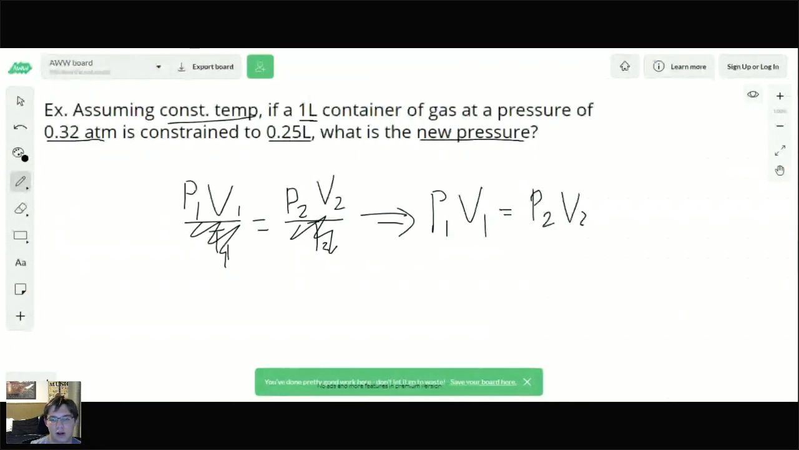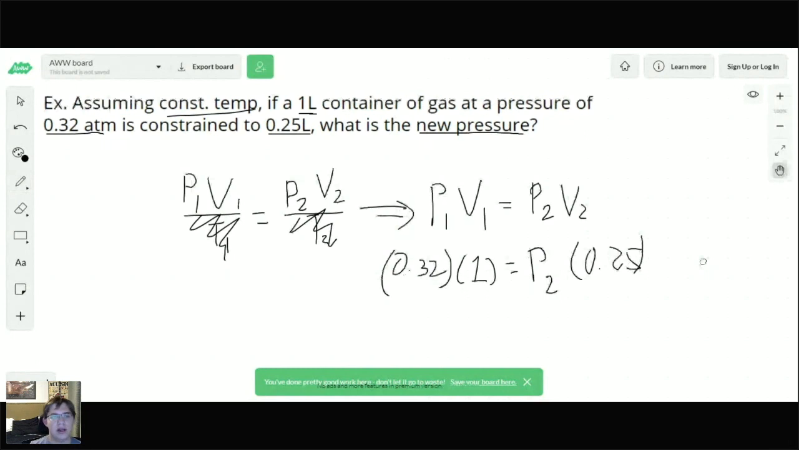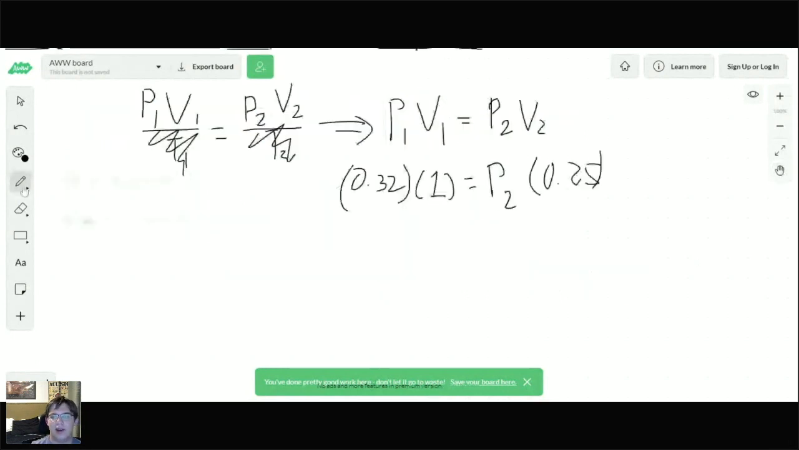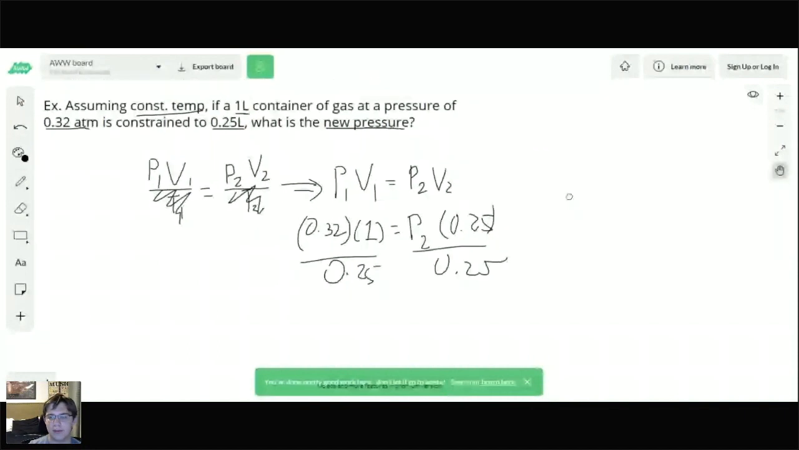And so from here, what we want to do is just plug in our values. Our original pressure is 0.32, and our original volume is 1 liter, is equal to P2, which we don't know, times the new volume, which is 0.25. Then all we do is solve for P2 by dividing by 0.25, and then from there you would just plug into a calculator. So that's really the way that you're going to be using the combined gas law.